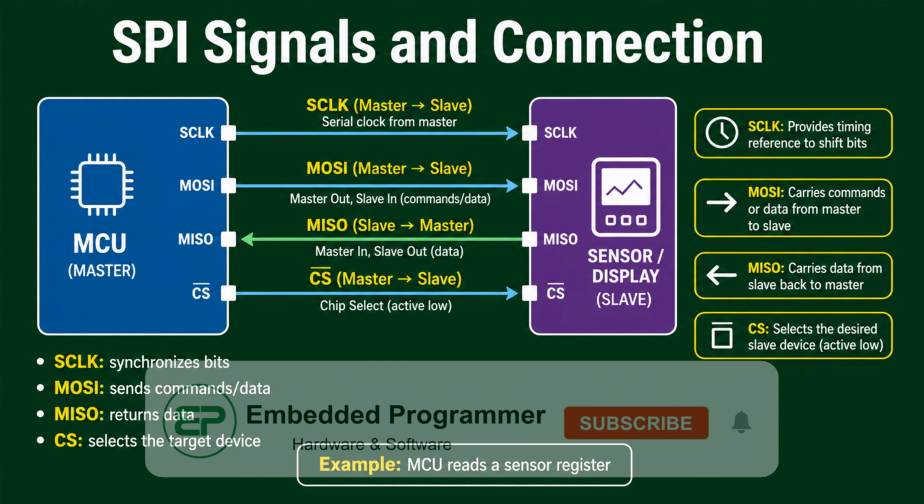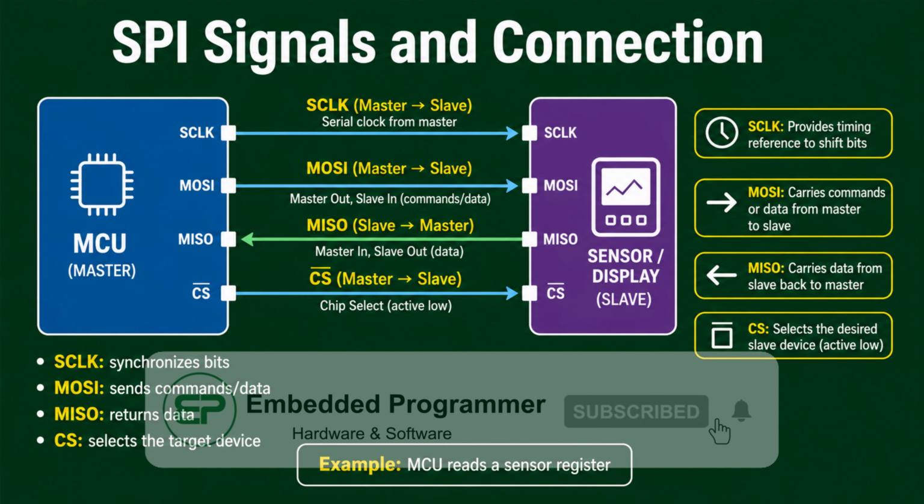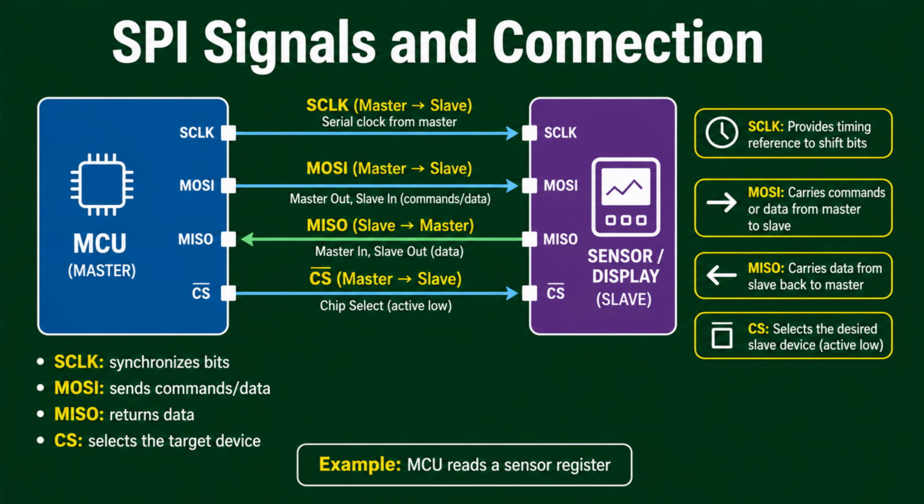The standard SPI connection uses 4 main signals. SCLK is the serial clock generated by the master. Every clock pulse controls when 1 bit is transferred. MOSI means master out, slave in. This signal carries commands, register addresses, and data from the master to the slave. MISO means master in, slave out. It carries data from the selected slave back to the master.